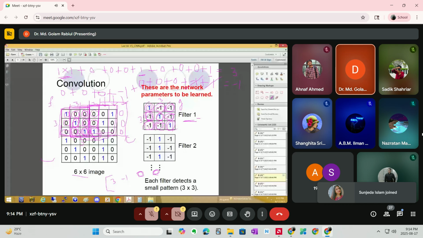Sometimes we may not consider zero padding, and we can apply the convolution operation only up to the size of the image. In that case we will not apply zero padding, but we can also consider zero padding. So we have the option for that.